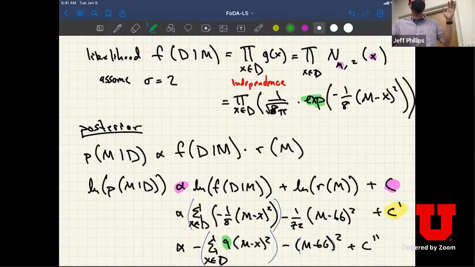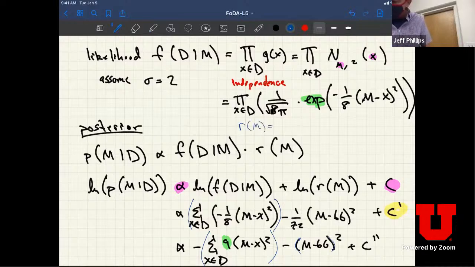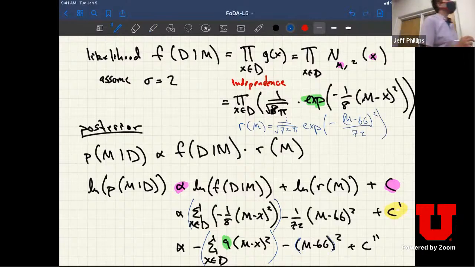So let's do some thought experiments here. Let's look back. Where did this prior come from? Well, let me write up again the prior p of m. Remember, this was 1 over the square root of 72 pi, times exp of negative (m minus 66) squared over 72.